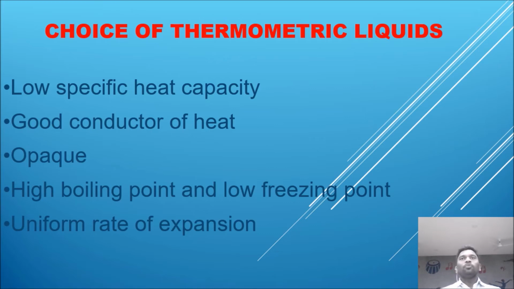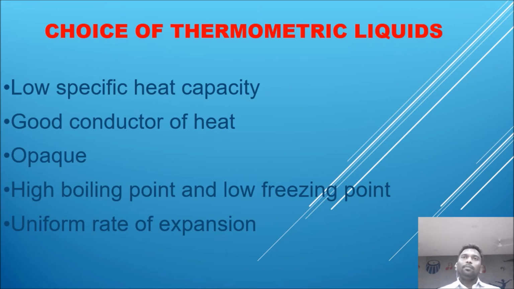The next one is, it must be a good conductor of heat. If it is not a good conductor of heat, it is unable to absorb a good amount of heat, and by that we cannot get the exact temperature of the object. Next, it must be opaque, because if it is transparent like water, we are unable to identify the exact temperature on the scale. If it is opaque, we can identify the level of the liquid in the thermometer, so it can give the exact value of the temperature on the scale.